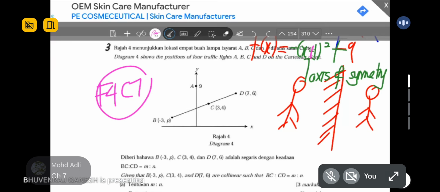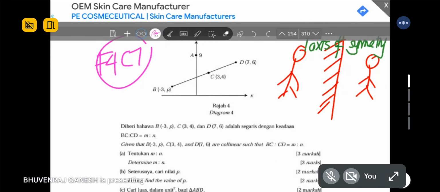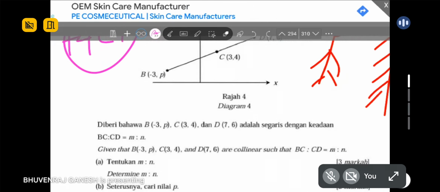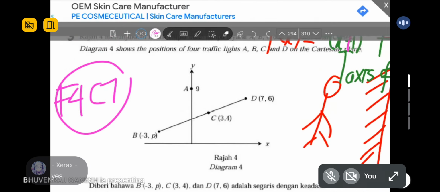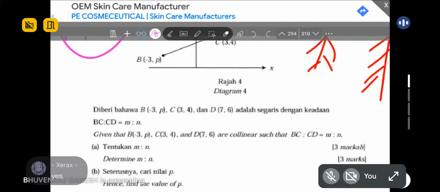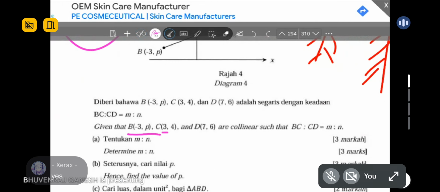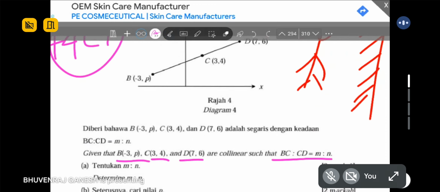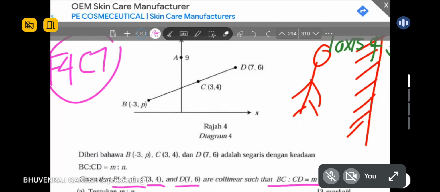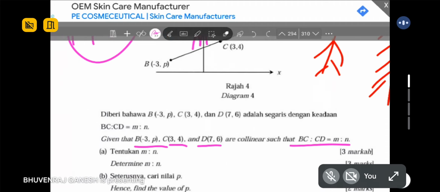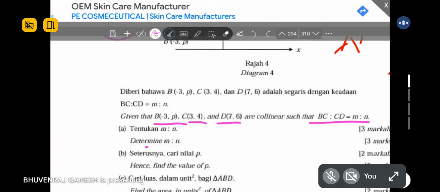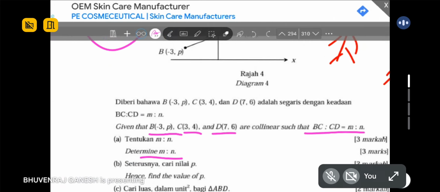Okay, this is coordinate geometry, guys. Okay, I think coordinate geometry you guys like, right? Kamu semua suka kan bab ni? Okay, I think it's quite easy to solve the question. Usually it's very straightforward one. You must just know all your formula. Okay, all right. So you see BC to CD is M to N. So you label MN.